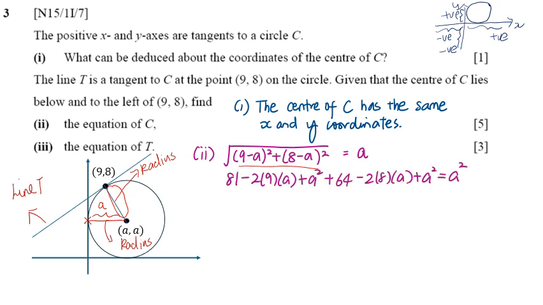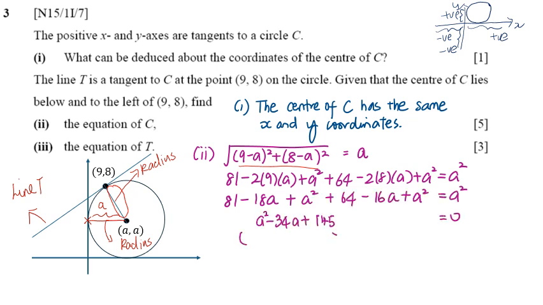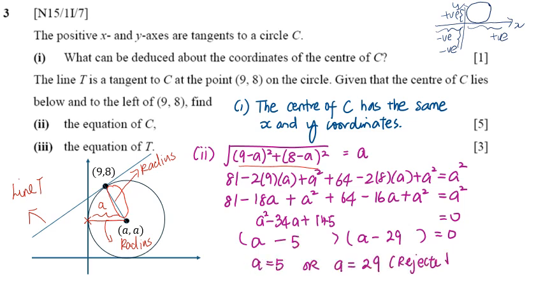By simplifying it, you will get a quadratic equation which you can just factorize to find two values of a. One of them is rejected because the center of your circle actually lies below the point 9, 8. That means the y coordinate of your center has to be smaller than 8. So it makes sense to have a equals 29 rejected.